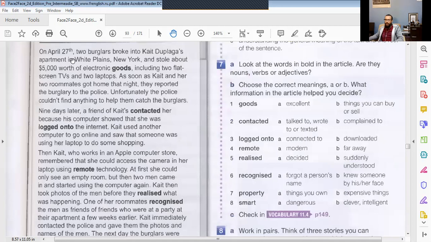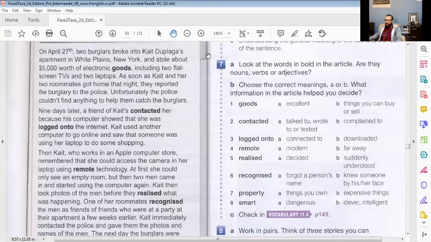But no, it's not. Why did you think it's an adjective, and why do you think it's a noun? No, I didn't see this. So electronic goods, I think the other meaning. Electronic. I know the meaning, but can't explain. But you're right. Okay, it's a noun, I think. It's a noun.